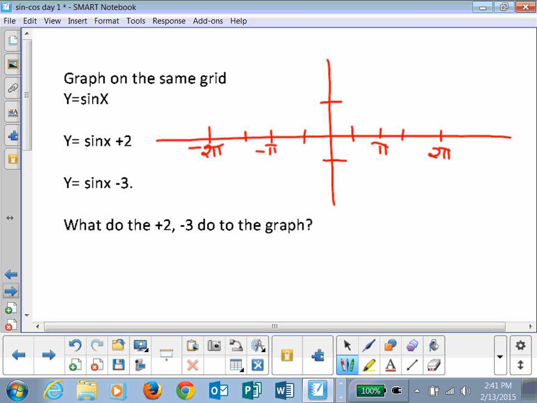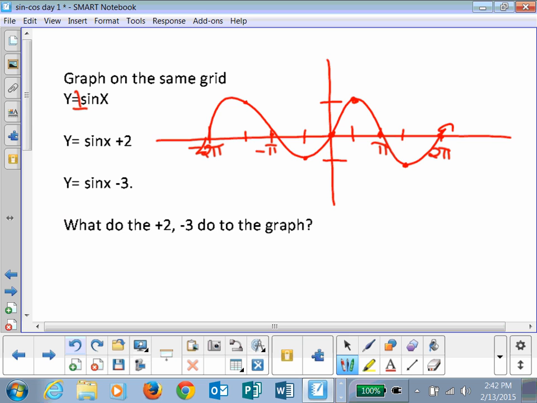But my center line is going to be changing because we are moving things up and down, right? So for this first one, 1 is my amplitude, which means I'm going to go up 1 and down 1. Here is my graph of my sine. We are at 0. At pi over 2, we're at 1. At pi, we're at 0. 3 pi over 2, negative 1. 2 pi, 0.